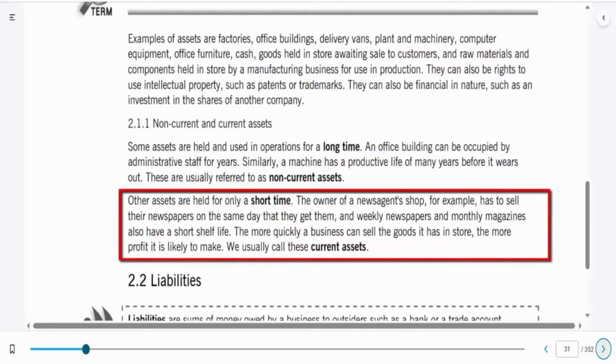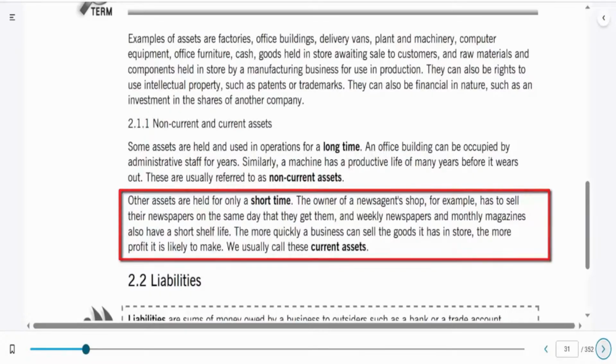Current assets. Now let's look at current assets. These are assets that a business only holds for a short time, typically less than a year. Current assets are usually things that a business plans to sell, use up, or turn into cash quickly. Because they don't last long, they move in and out of the business more frequently.